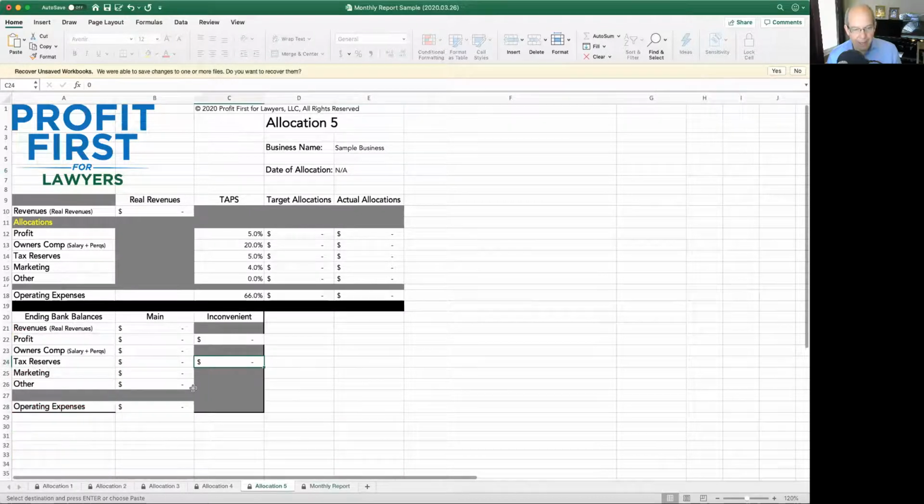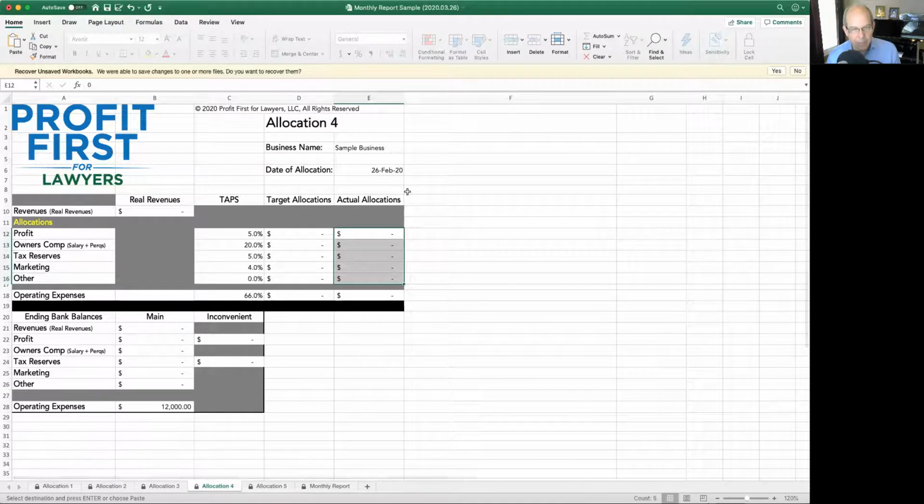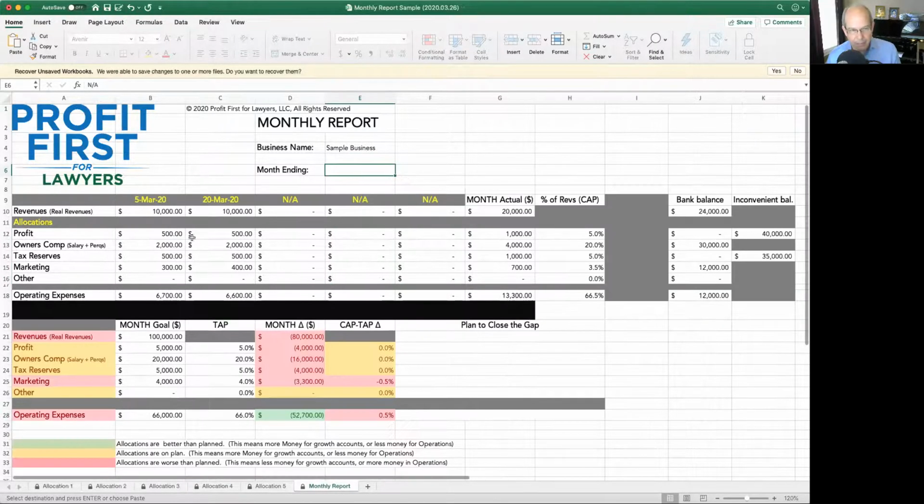You notice how we have NA there? That's brilliant. So we could have put in allocation 3, NA, and allocation 4, NA. That way the monthly report will look really nice. There's our 2 dates, the rest are NA. Here's our month actual. The revenues add up, the allocations add up, and the percent of revenues here is what we actually allocated is here.